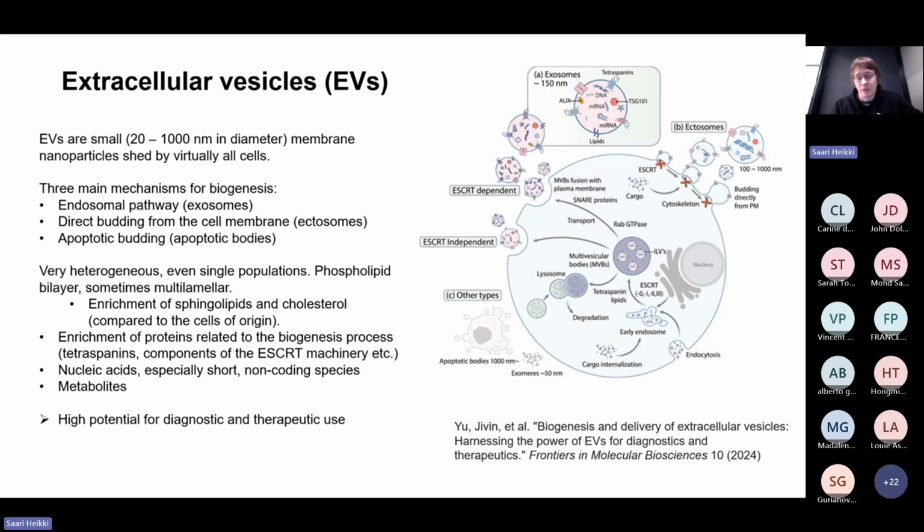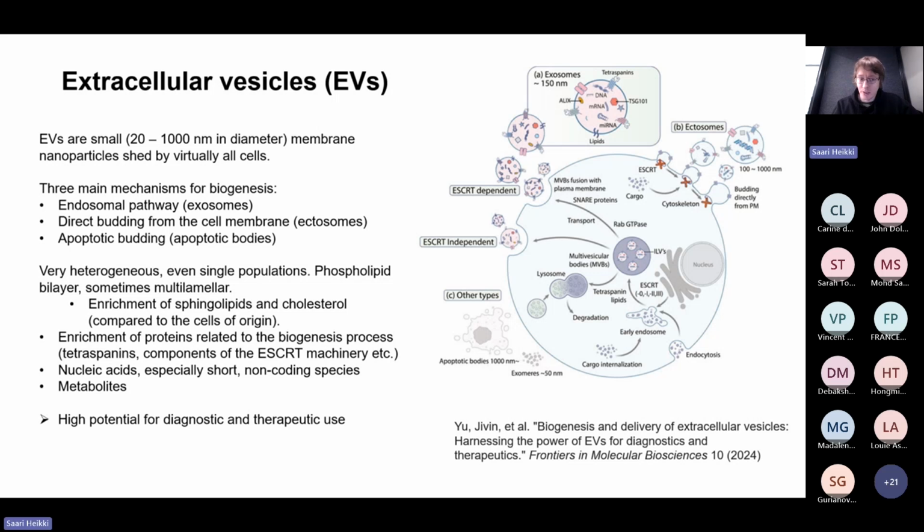And these vesicles are a very heterogeneous population. Even from single cells, their composition and size depend a lot on what kind of cell secretes them, what their status is, are they under some kind of stress. But some common features: they all have this phospholipid bilayer like cell membranes do. And certain entities are enriched, some lipids, for instance, sphingolipids, cholesterol, and certain proteins that are mainly related to the biogenesis process of the EV generation.